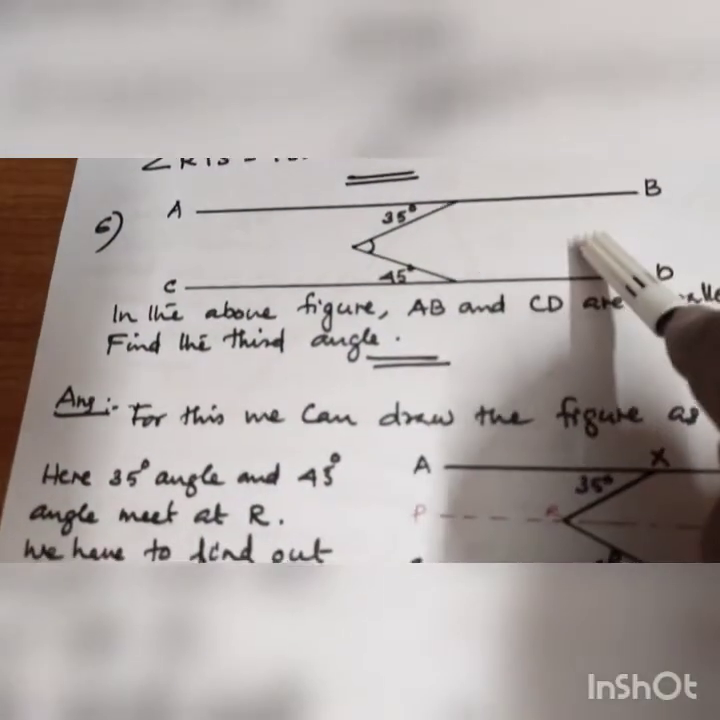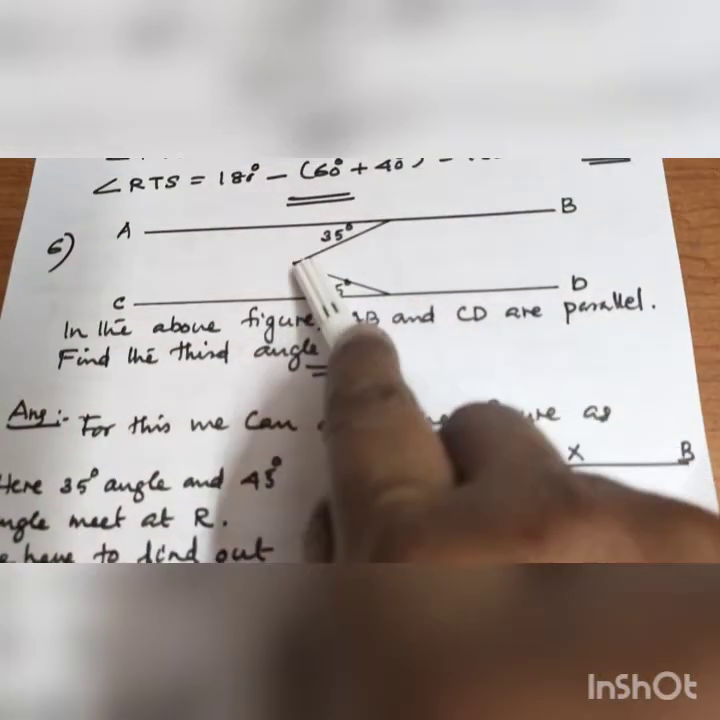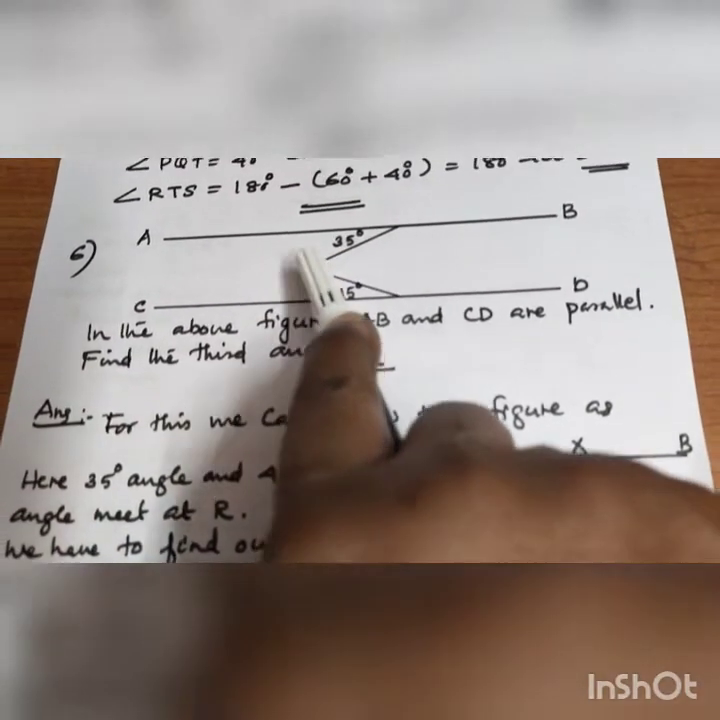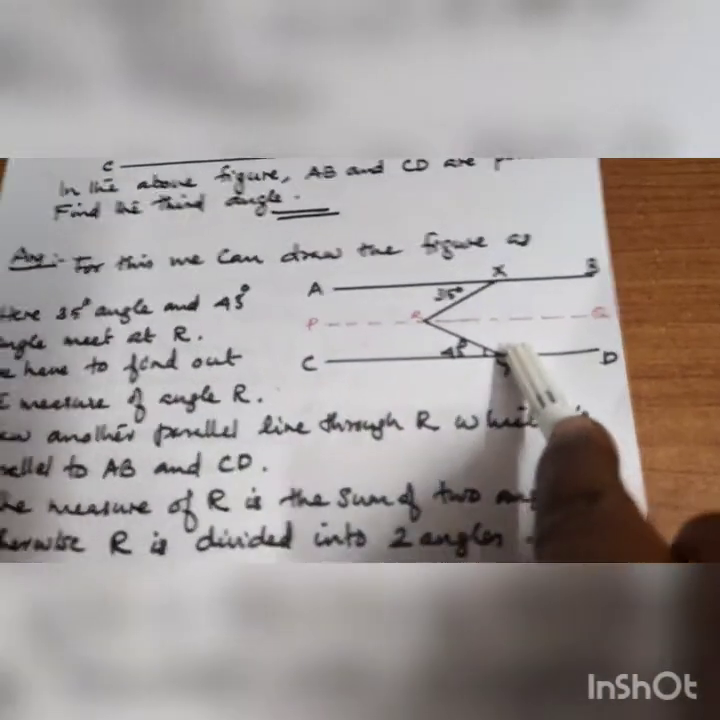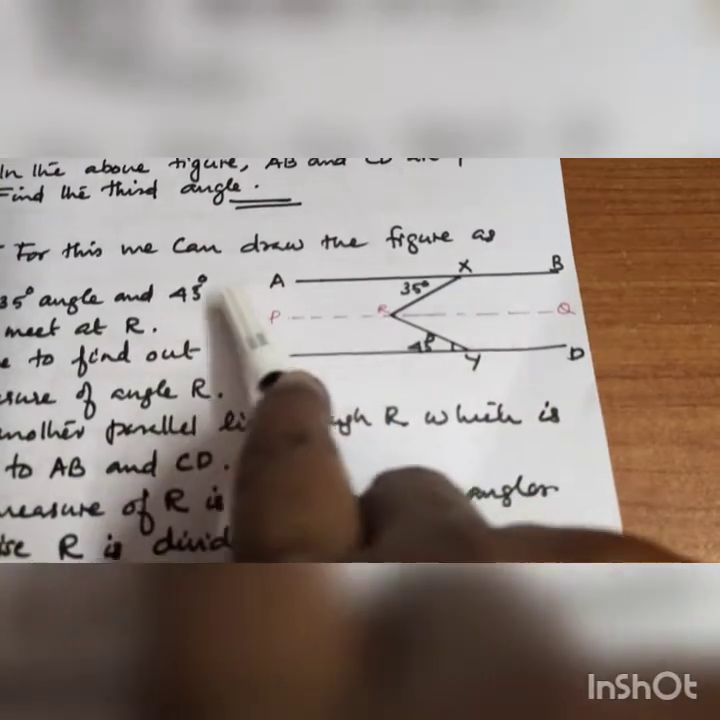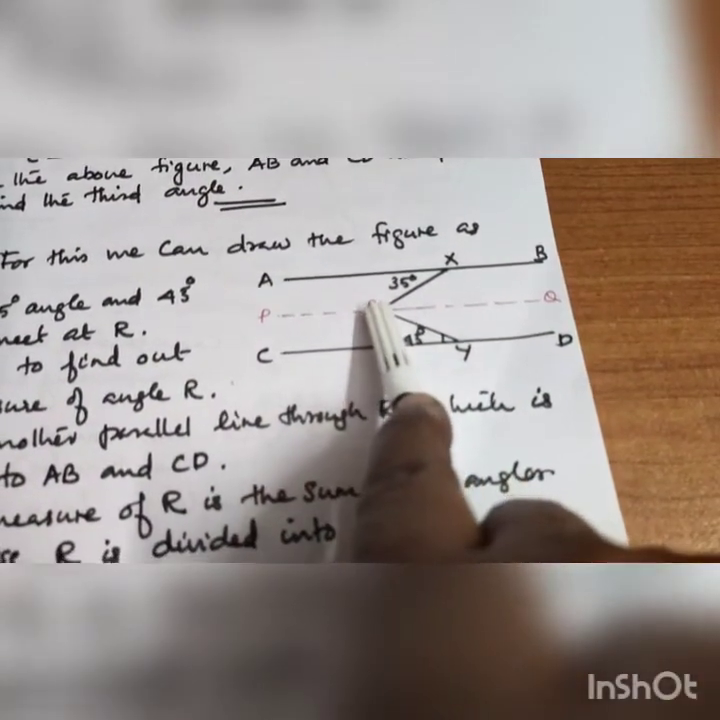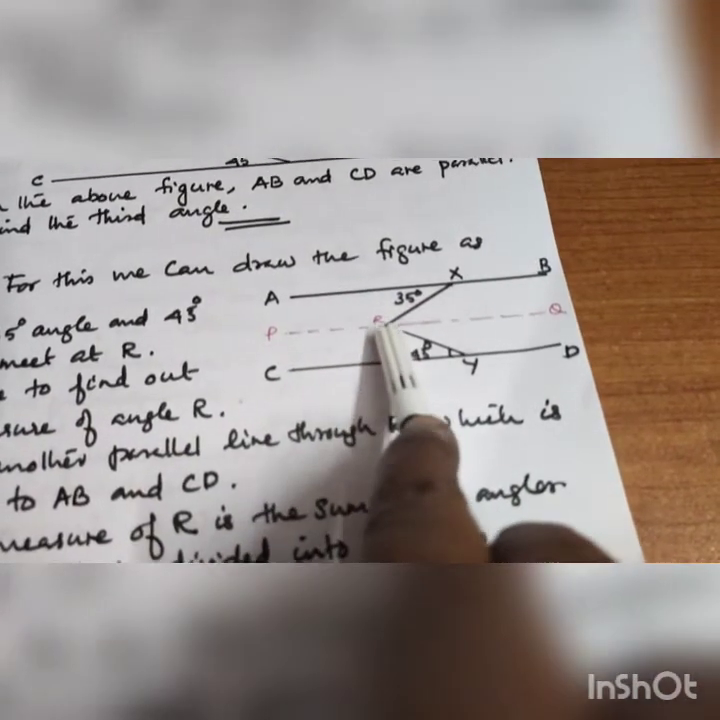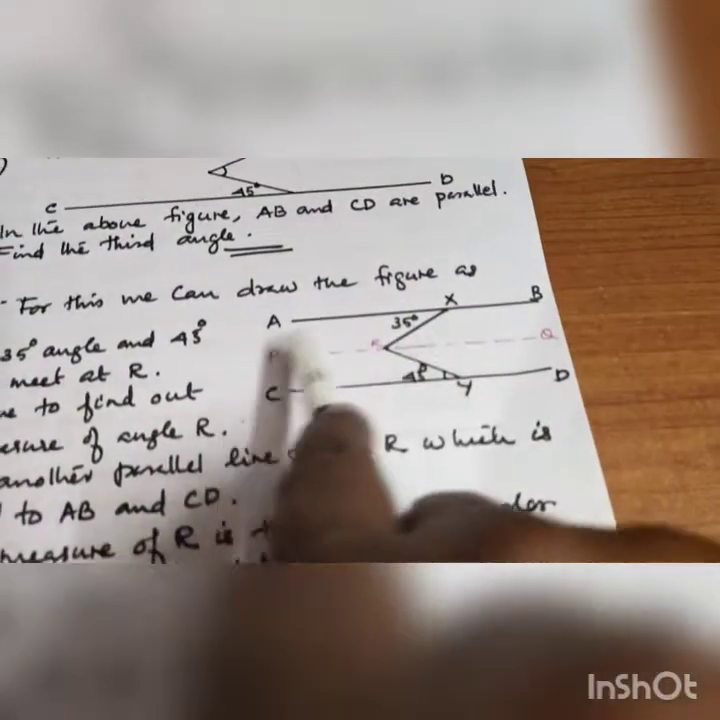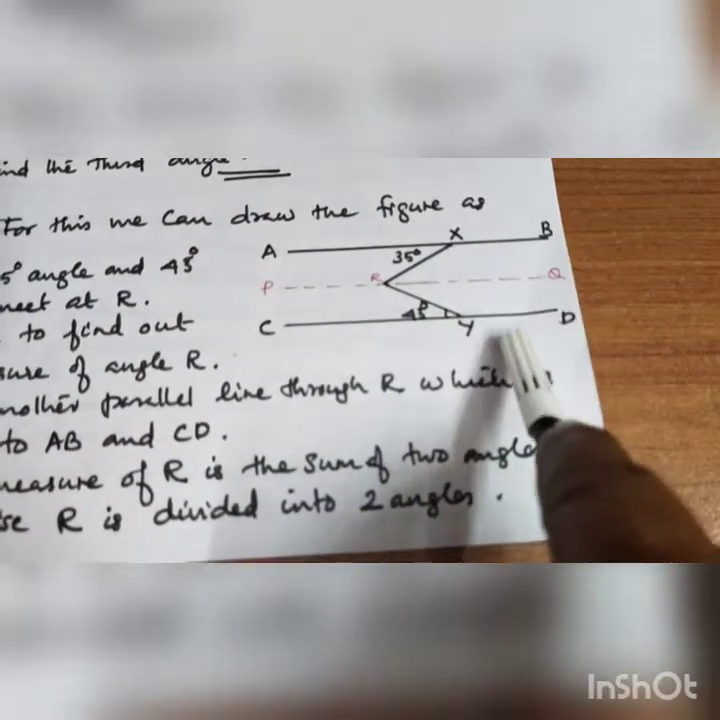Here, the sixth question. AB and CD are parallel. And find out the third angle. This angle we have to find out. To find this angle, we draw the figure like this. Here AB and CD are parallel. And we draw another parallel line PQ through this point. Through this point, this angle we named it as R. Through R, draw another parallel line which is parallel to AB and CD.